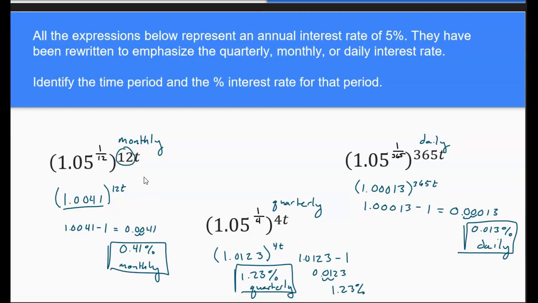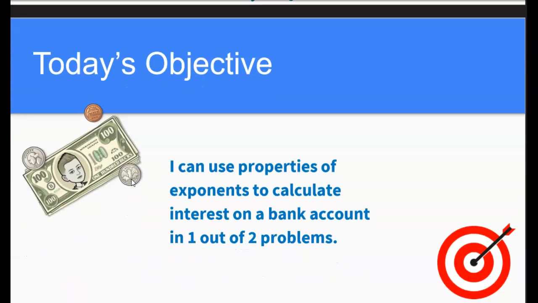So that's how we can split up a year into smaller chunks of interest rates. So that covers everything for today.